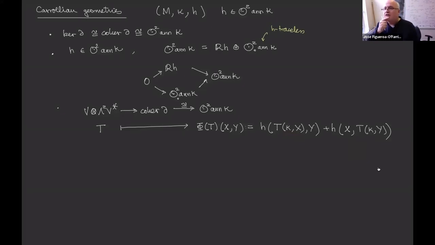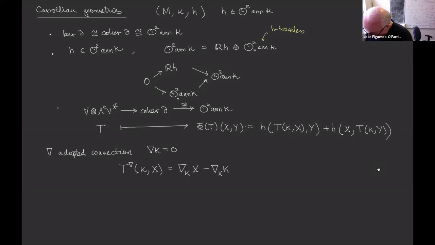Okay, so we can now say, let's see what this means geometrically. Suppose that we have a normalized adapted connection. Then in particular, nabla kappa is equal to zero. So that tells you that the torsion, when you put in kappa and then X, let's say some vector field, what is this? Well, by definition it's nabla kappa on X minus nabla X on kappa, but that's of course zero, minus the bracket of kappa and X, right? So that's using that kappa is parallel.